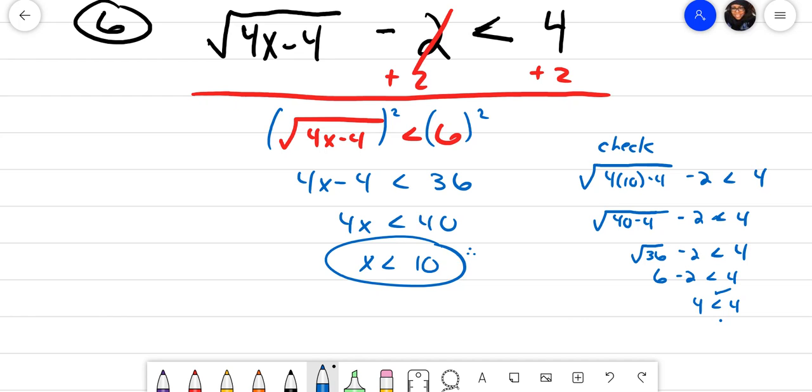All right, but now again, I have to worry about this lower bound. I didn't have to worry about it for number 5 because that was greater than. But here for number 6, again, I'm going to have to worry about the lower bound.